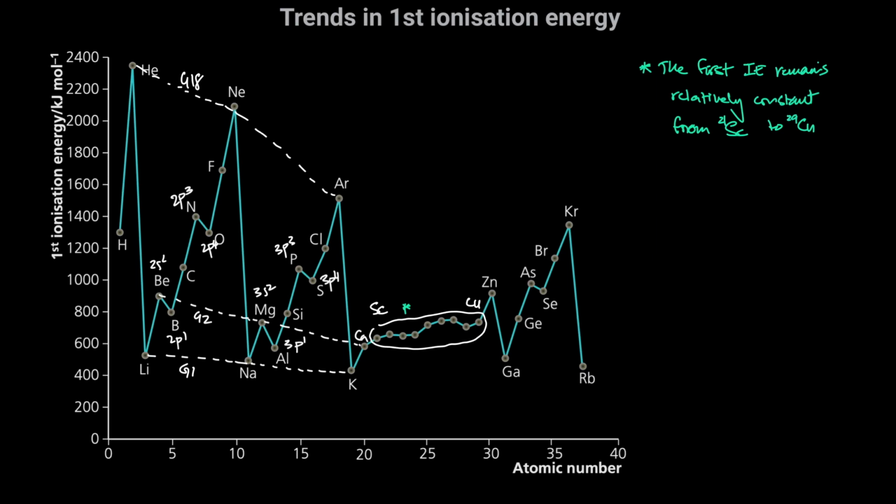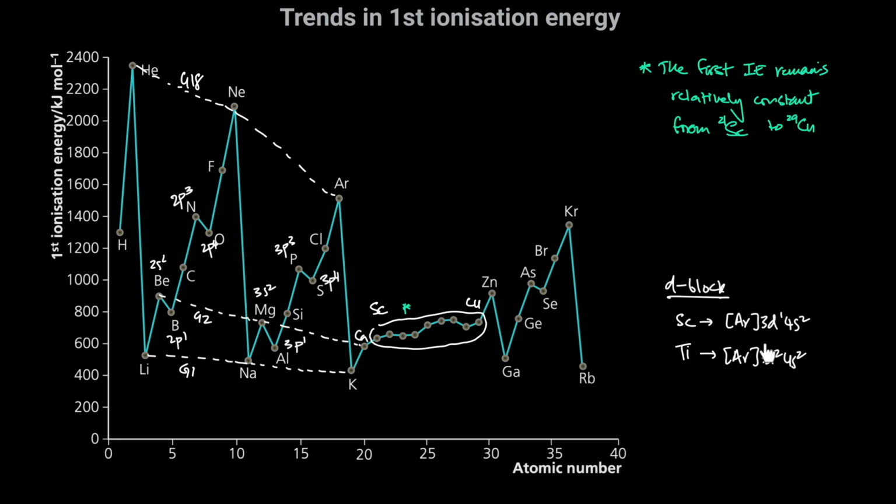So if we look at the d block elements here, we know that scandium has the configuration argon and then 3d1 4s2. Then we have titanium, which is argon and then 3d2 4s2. Then we have 3d3 4s2, then 3d5 4s1, and so on. What's happening is that we're increasing the number of electrons in the d subshell, or the number of electrons in the d orbitals.